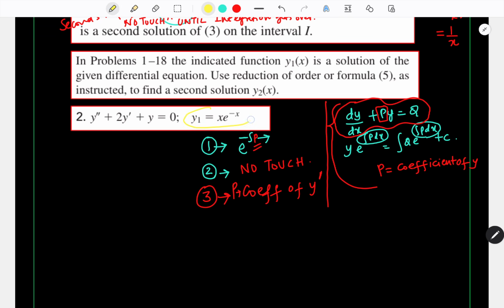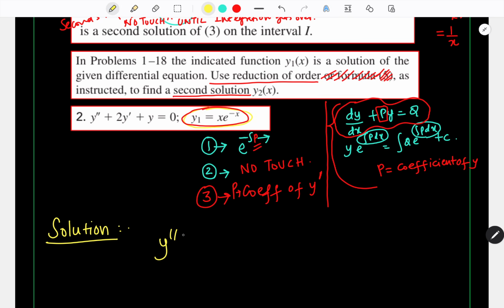Where is your y1? It is here. y1 is x e power minus x. This is your y1. Use the reduction of order. Okay, take this formula 5. This is from the book, right? Use the reduction of order as instructed to find the second solution y2 of x. So you're going to find the second solution y2 of x. Okay, let's start the solution.